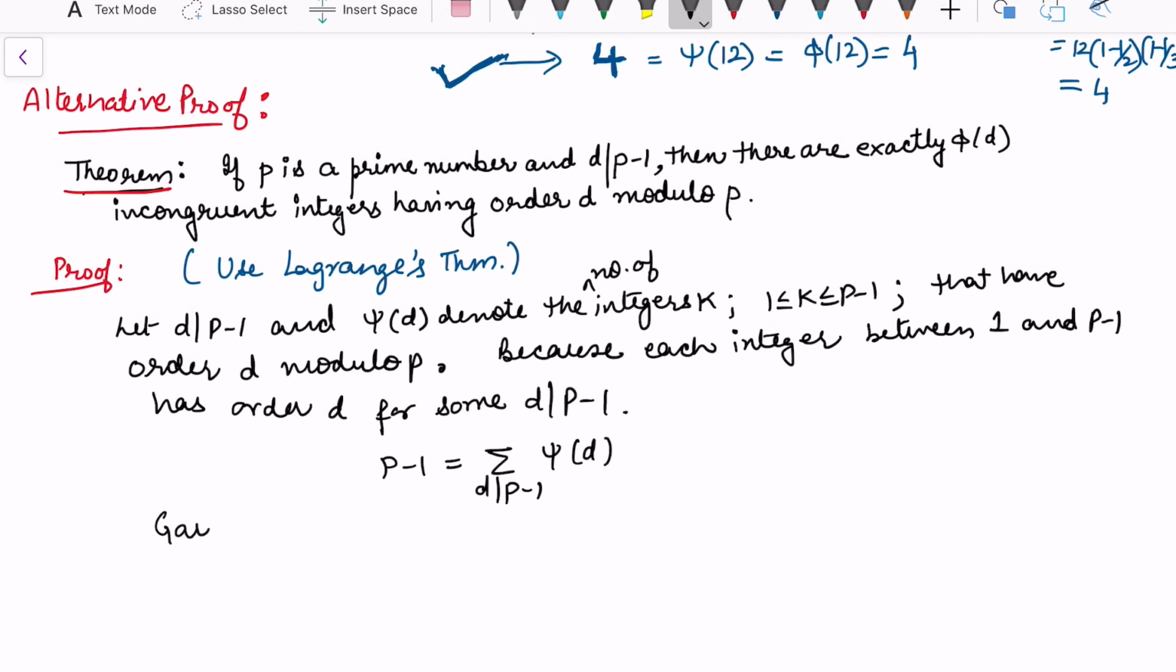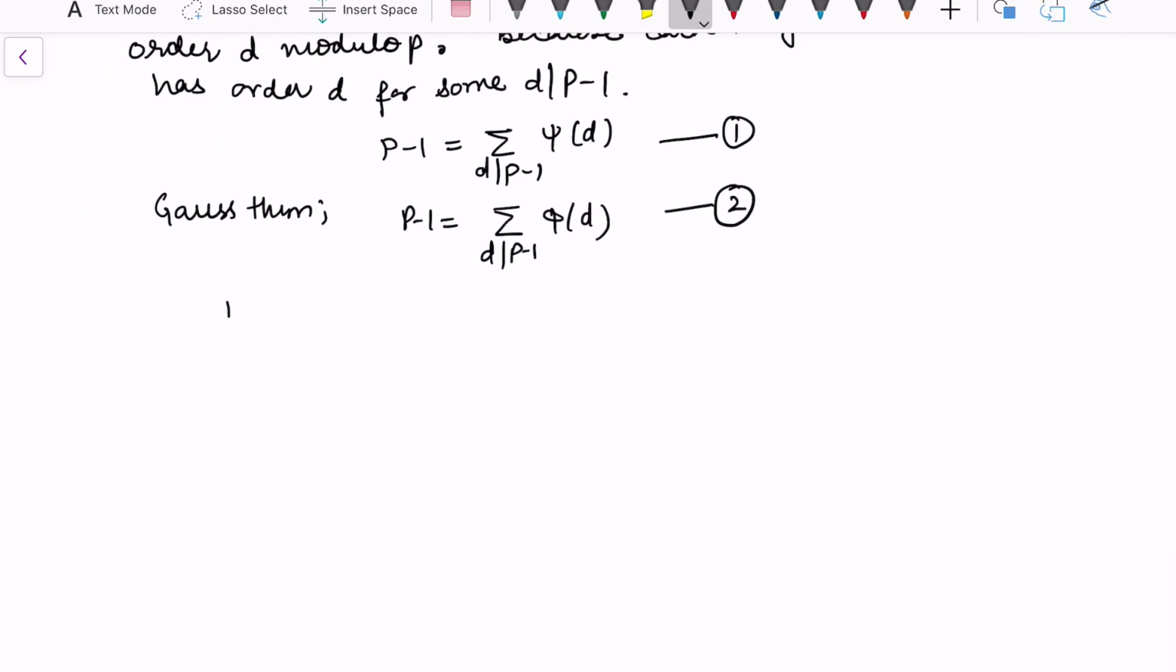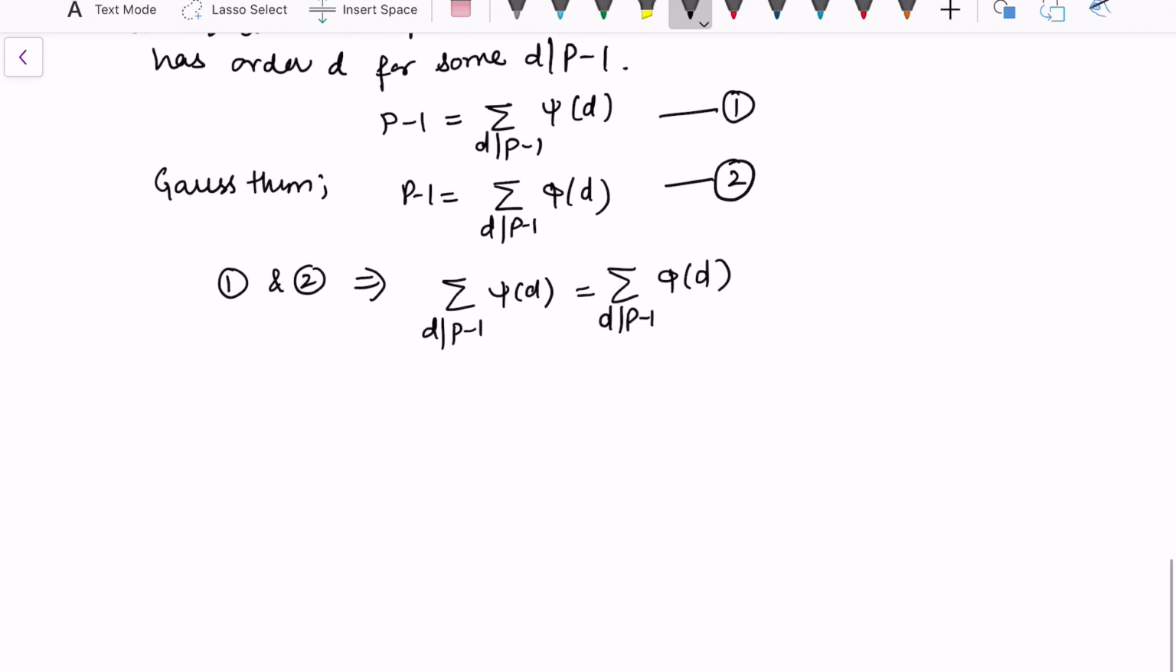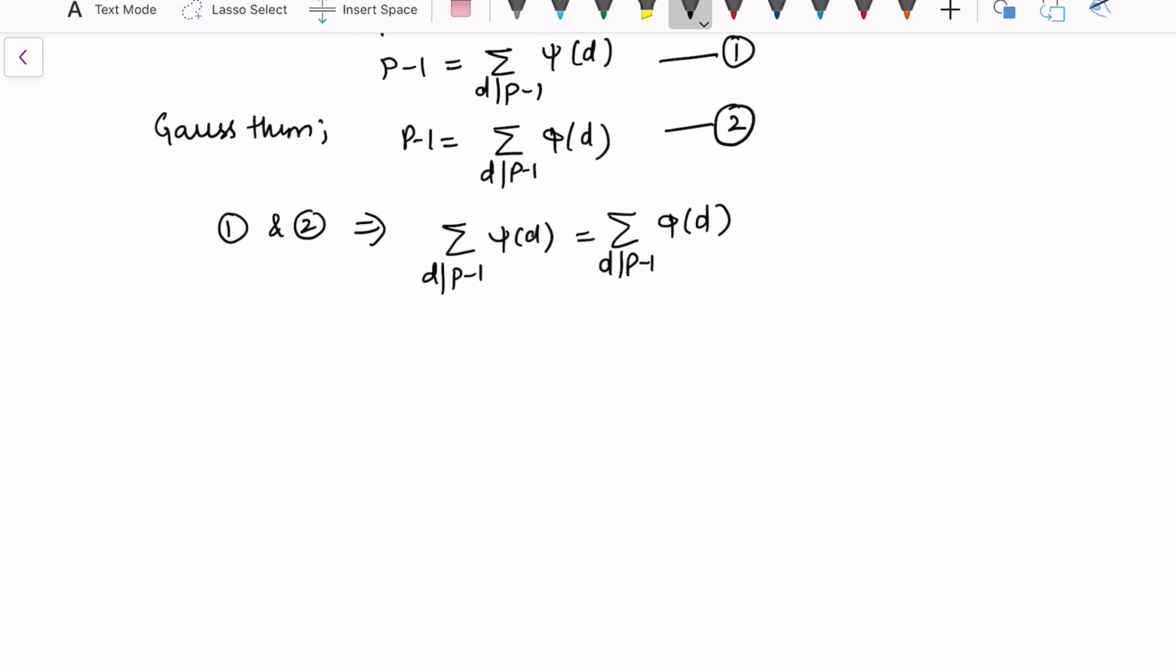Also by Gauss theorem, we know that p minus 1 is the same as the summation over d dividing p minus 1 of phi d. These two ensure us that, because the left hand side is the same, the summation of xi d over d dividing p minus 1 is equal to the summation over d dividing p minus 1 of phi d. From here onwards, we want to use the concept of the Lagrange theorem. Our aim is to show that xi d is equal to phi d.